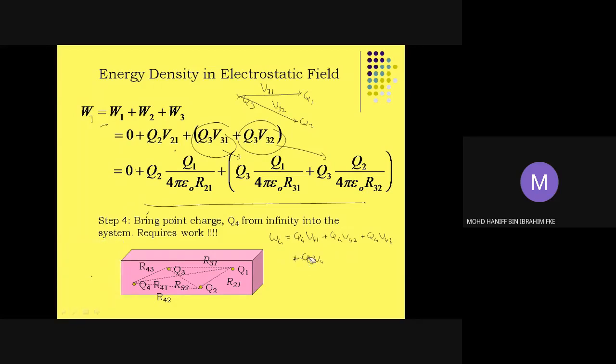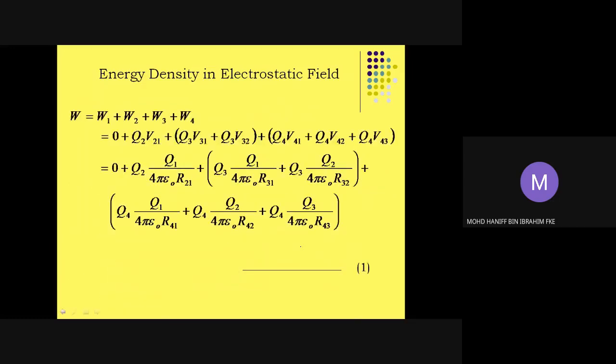So we have this work value for the charge Q4. If we look at the equation, this is the W4 that I mentioned just now. We have three terms there: the work due to Q1, work due to Q2, and work due to Q3. This is the total work required to bring all four charges into the system.